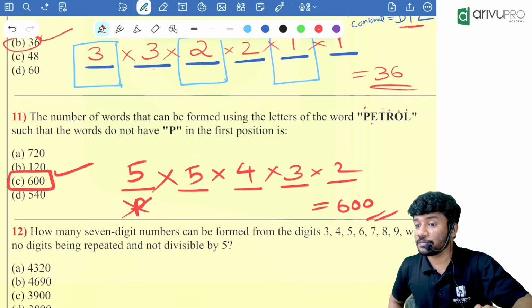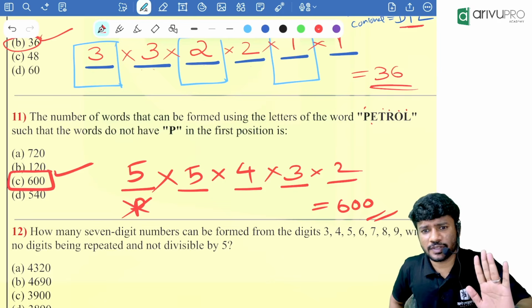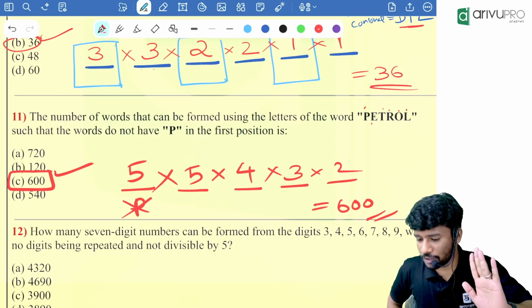Got the point, people? There is another approach also for this question. You don't need to know that. Keep it this way. It's much easier. Keep it in your mind.